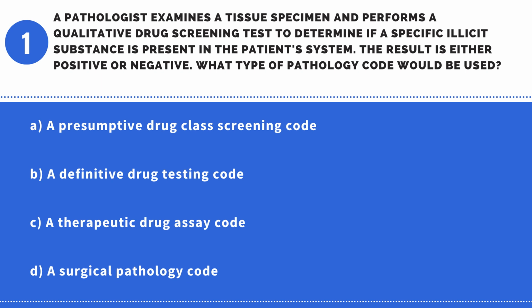Question 1. A pathologist examines a tissue specimen and performs a qualitative drug screening test to determine if a specific illicit substance is present in the patient's system. The result is either positive or negative. What type of pathology code would be used?